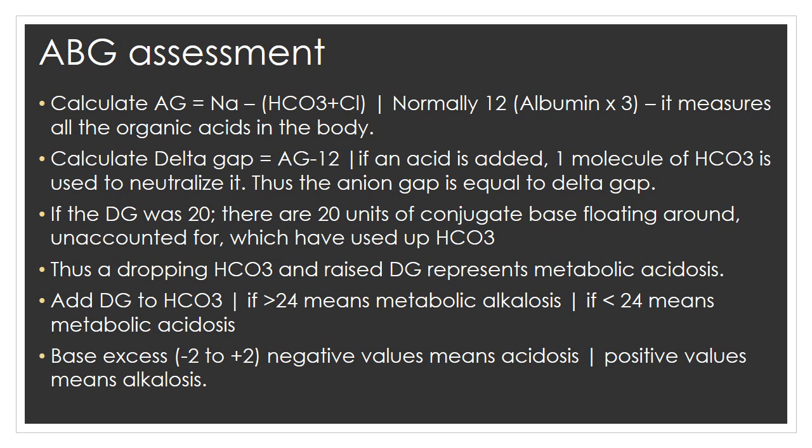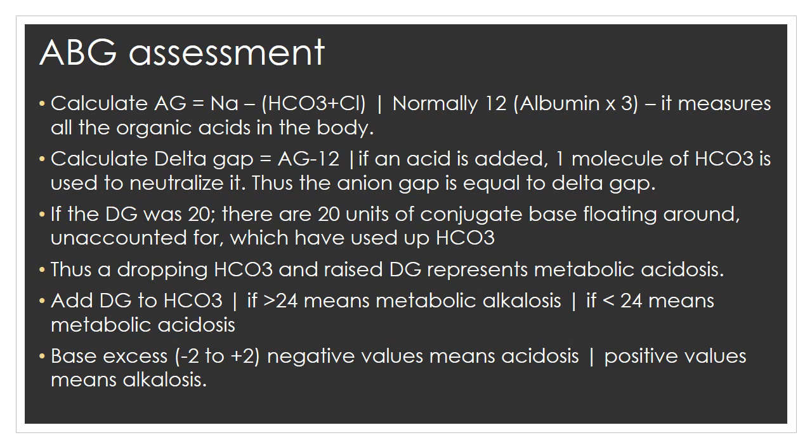Now, the anion gap basically tells you the amount of organic proteins that are there which are negatively charged and they are floating around in the plasma. The next thing to calculate is the delta gap, that is anion gap minus 12. Now here the understanding is that if you add an acid to the plasma, for every molecule of acid that you add, one molecule of bicarbonate is used to neutralize it. Therefore, the anion gap should be equal to the delta gap.